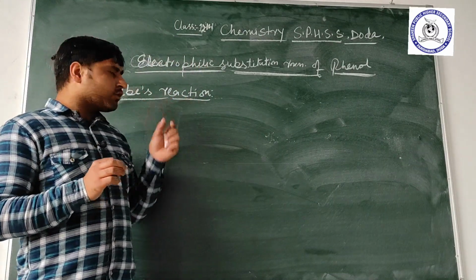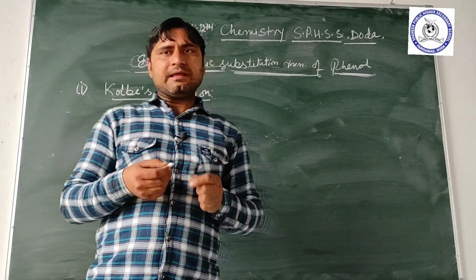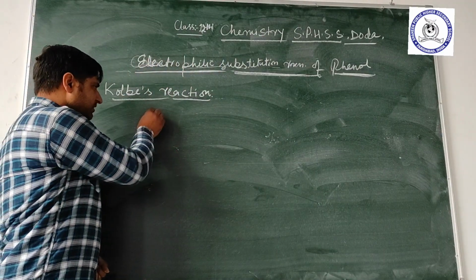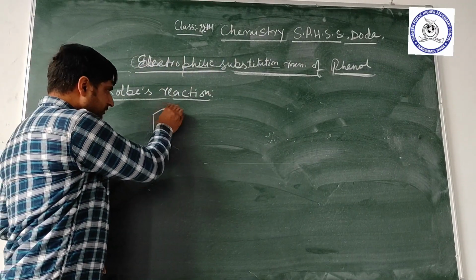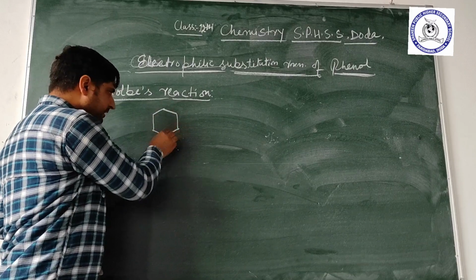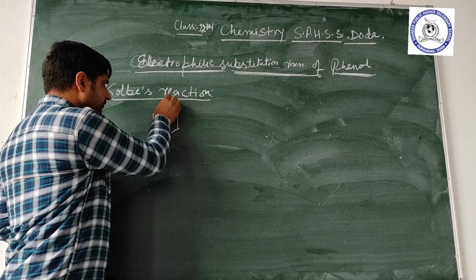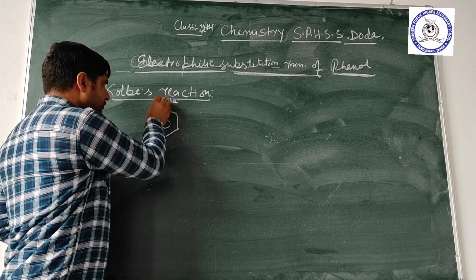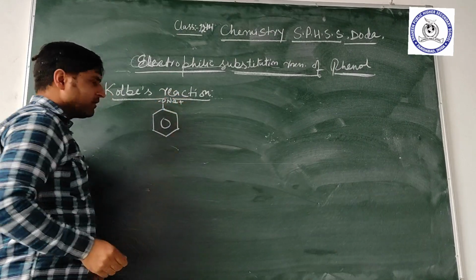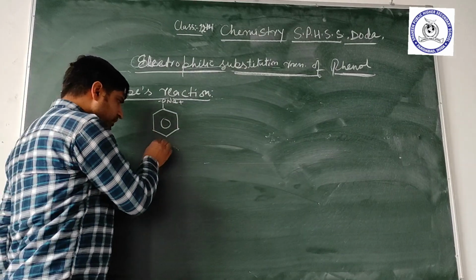Next reaction है Kolbe reaction. In this reaction, sodium reacts with phenol to form phenoxide ion, sodium phenoxide ion. This is sodium phenoxide ion.